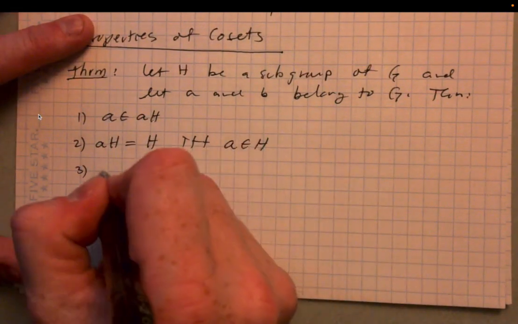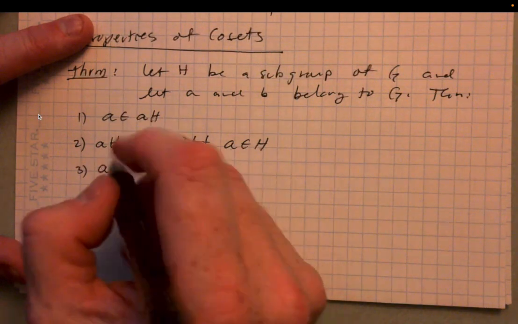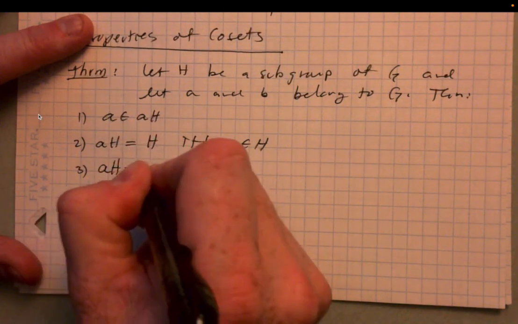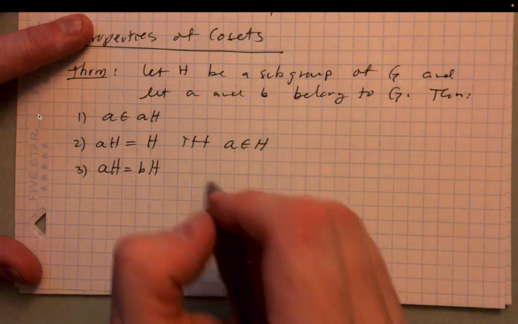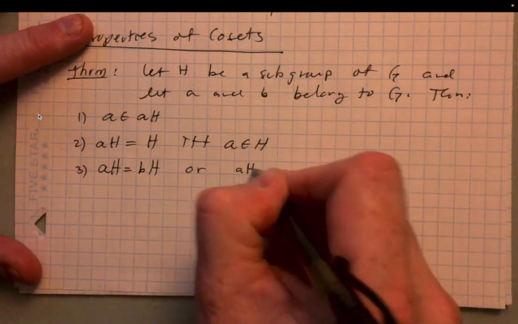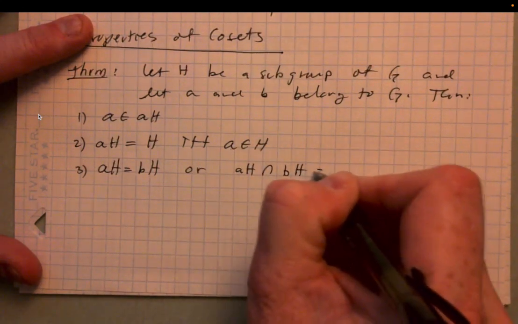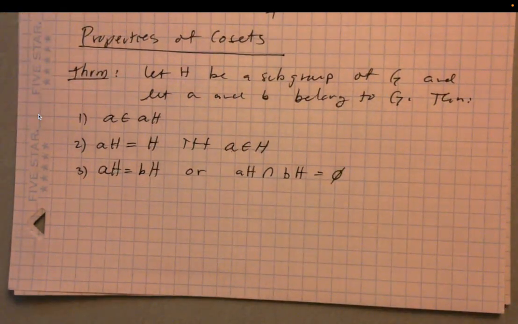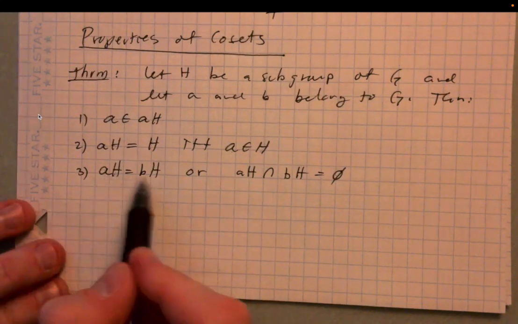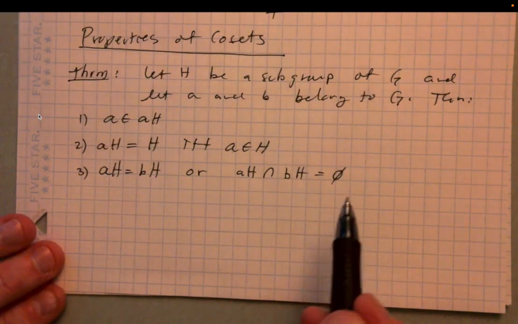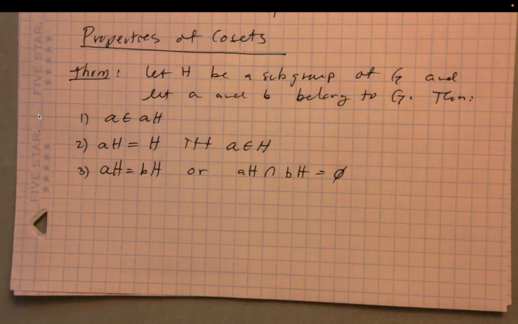Then the third one says that AH equals BH, or AH intersect BH is empty. So either the left coset of H containing A and the left coset of H containing B are equal or they have nothing in common. They're either equal or they have nothing in common. That's interesting as well.